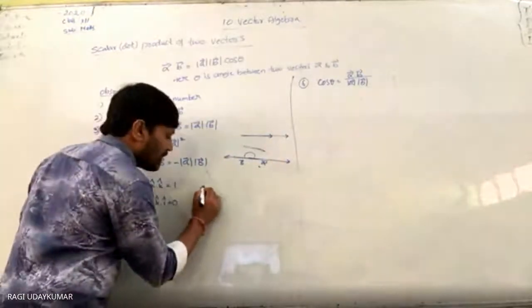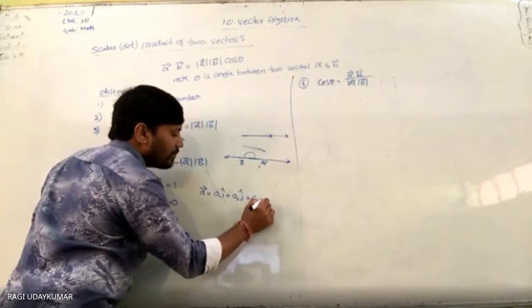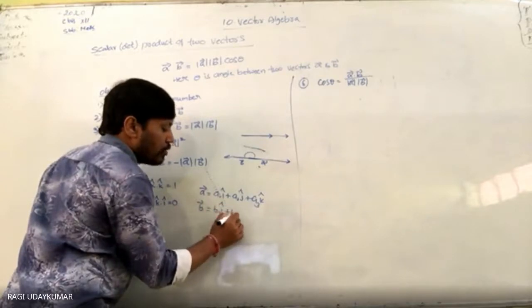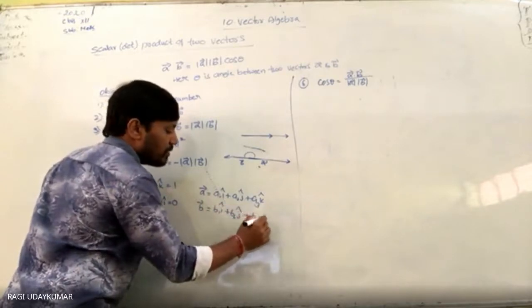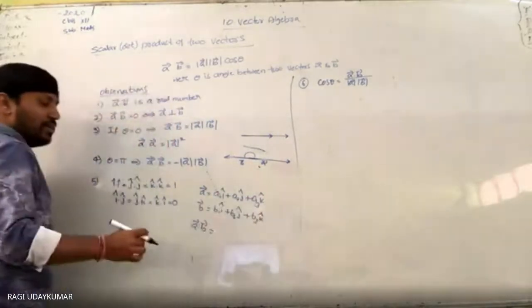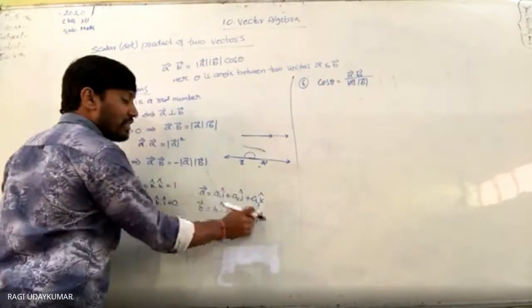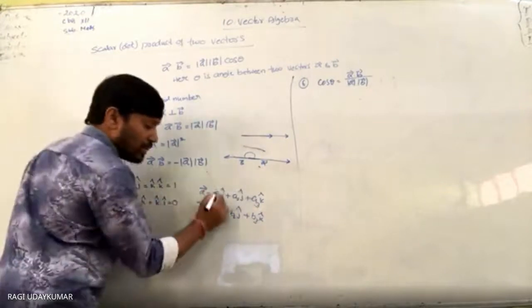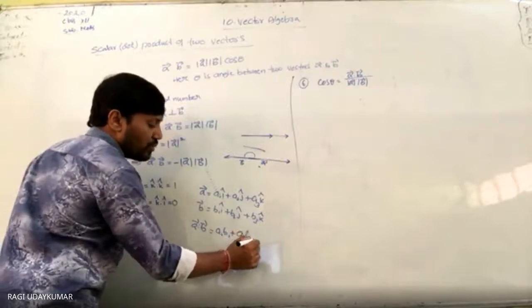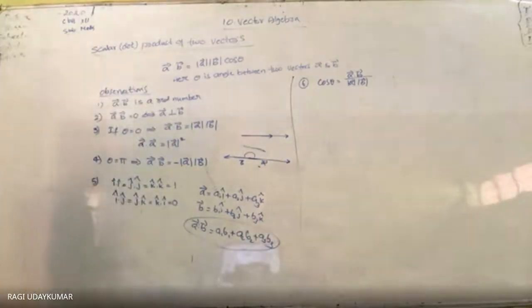Suppose vector A is equal to A1 i, A2 j, A3 k, and B vector is given to you as B1 i, B2 j, and B3 k. So A bar dot B bar is the dot product of this vector and this vector. So i dot i is equal to 1, and i with j or i with k is equal to 0. That's why only corresponding elements are to be multiplied: A1 B1 plus A2 B2 plus A3 B3. Simple. This is the way to find the dot product when the two vectors are given to you.